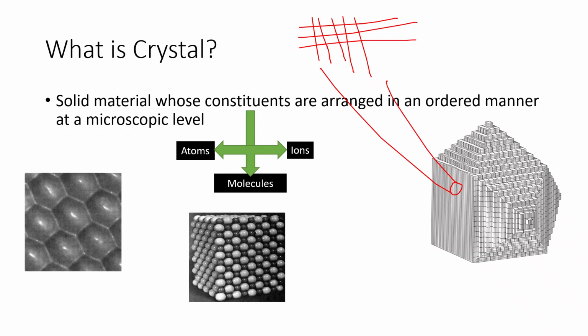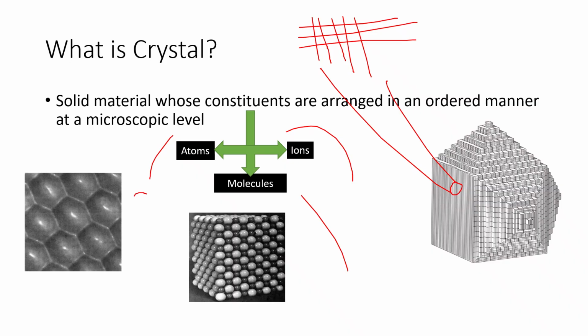And these patterns are made up of things. These things can be atoms, they can be ions. Ions are nothing but charged particles, and they can be molecules like H2O, SiO2, or other things.